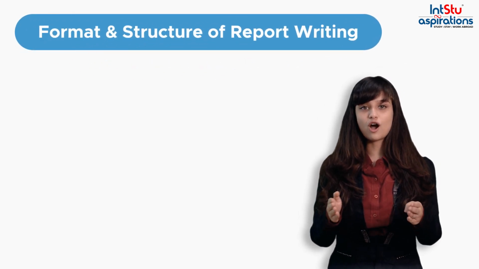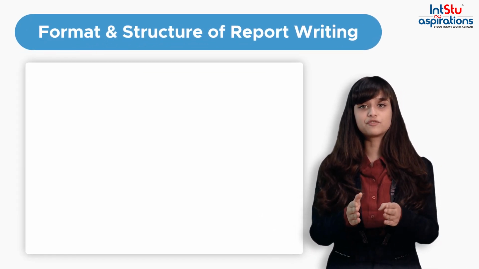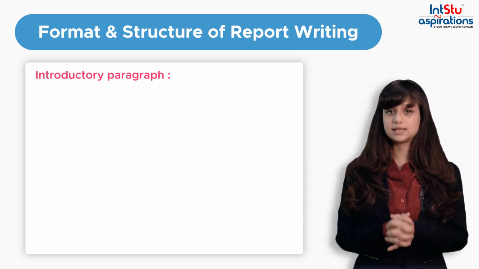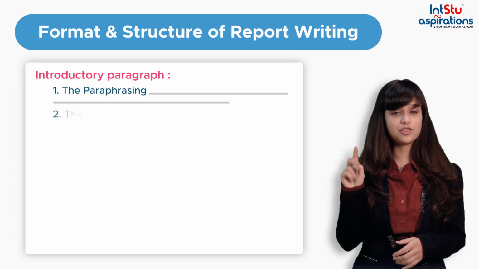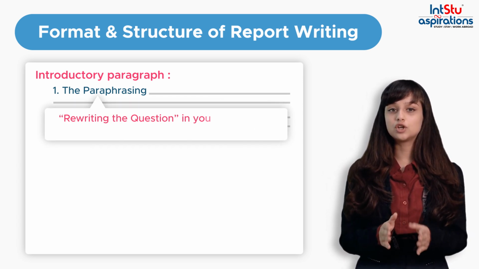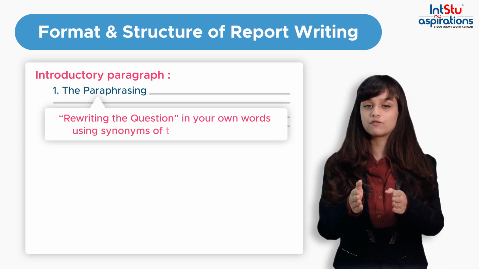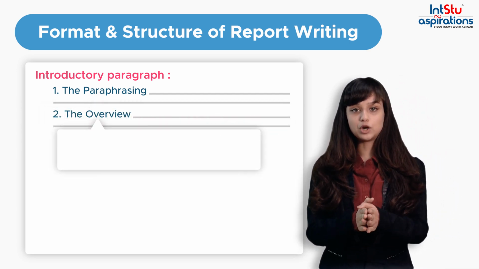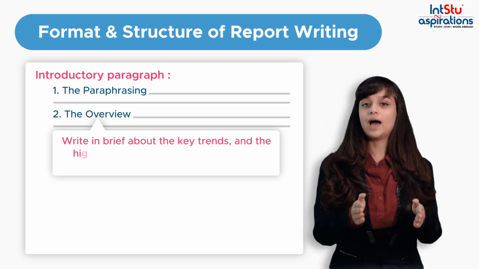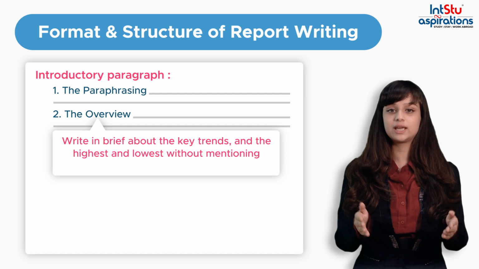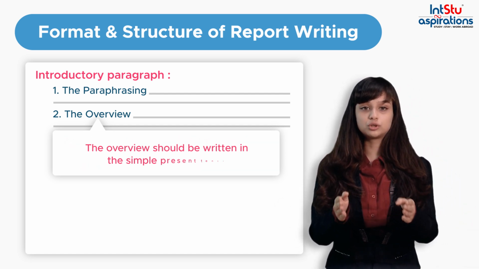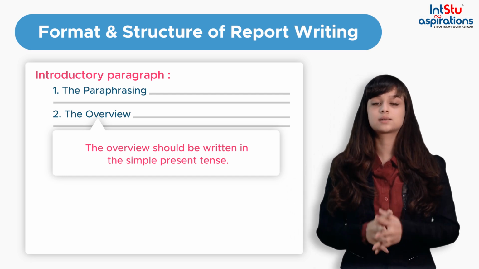Format and structure of report writing. The first paragraph should always be an introductory paragraph consisting of the paraphrasing and the overview. Paraphrasing means rewriting the question in your own words using synonyms of the main keywords. An overview means to write in brief about the key trends and the highest and the lowest without mentioning any data apart from the time period. The overview should be written in the simple present tense.